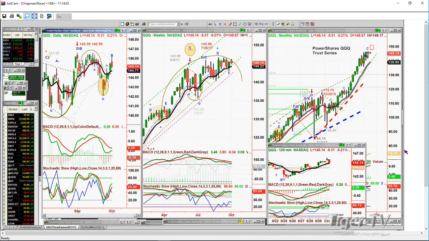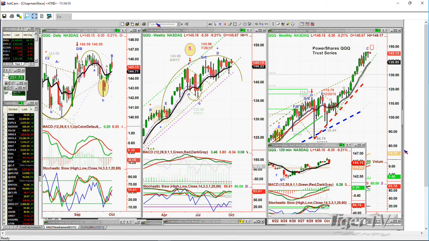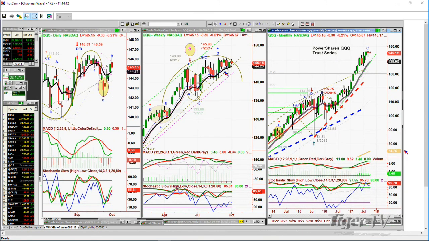Monthly chart is in a leg C, and 120-minute chart just went to A, B, C, D, E. I believe this is an E. So here again, the Qs are suggesting we're getting somewhat toppy. It's getting harder and harder for these Dow stocks to move higher. And that's the Googles, the Amazons, etc. This is going to be impactful, but there's a rotation going on.